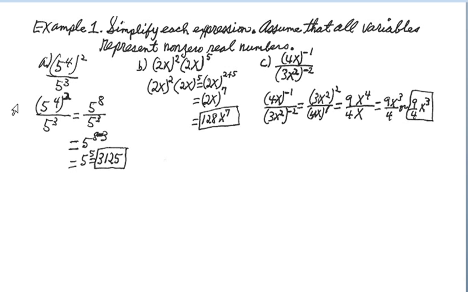Simplifying that by raising 3 to the 2nd power giving us 9, x squared to the 2nd power giving us x to the 4th, over 4x to the 1st power, which is just 4x. But we can simplify 9x to the 4th over 4x, getting 9x to the 3rd power over 4, or 9 over 4 times x to the 3rd power.